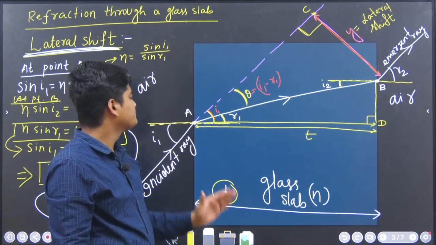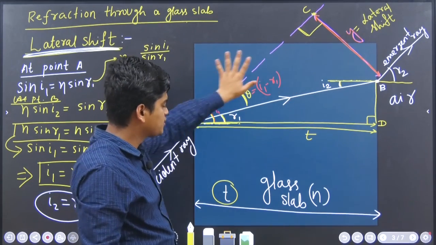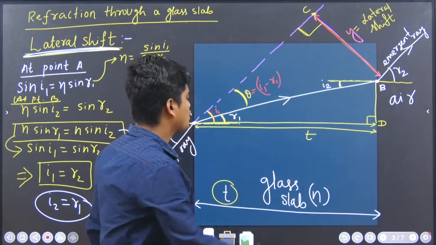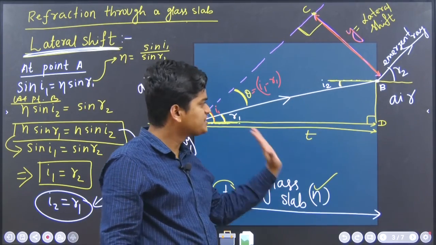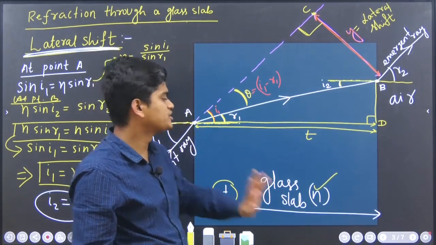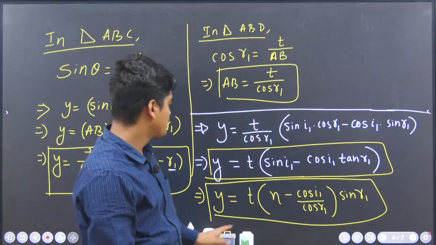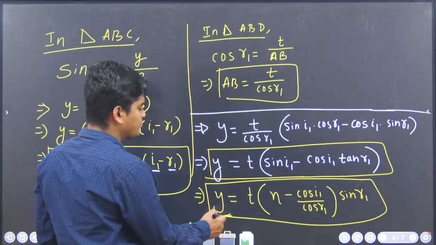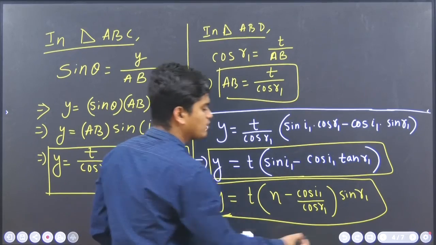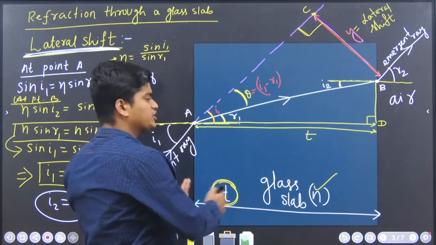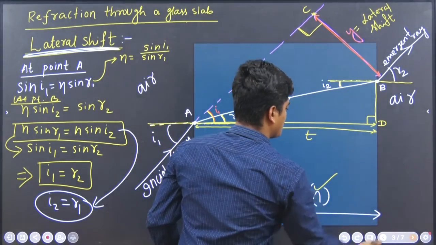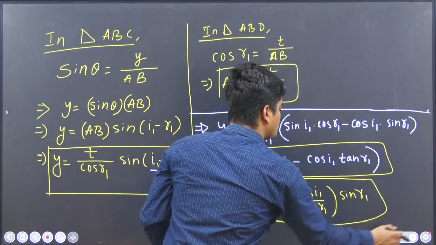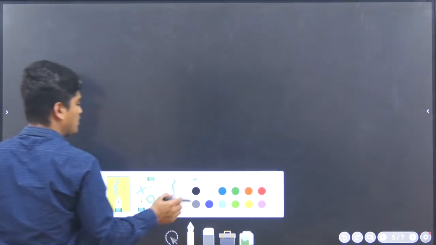And remember, this is the refractive index of the glass slab. If this refractive index n, or eta, is more, then your shift will also become more, because lateral shift is directly proportional to eta. Like that you can understand. If the thickness is more also, this lateral displacement will become more.